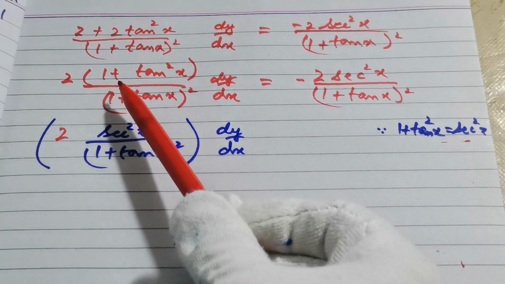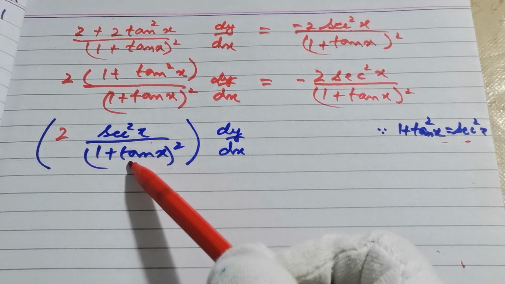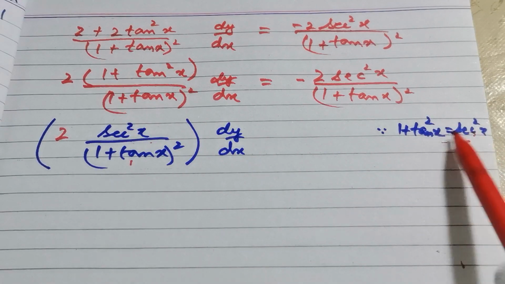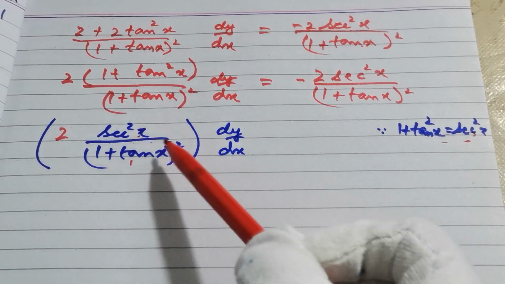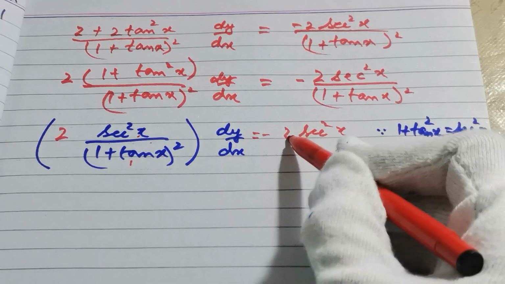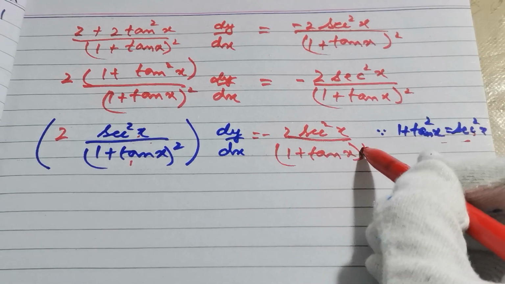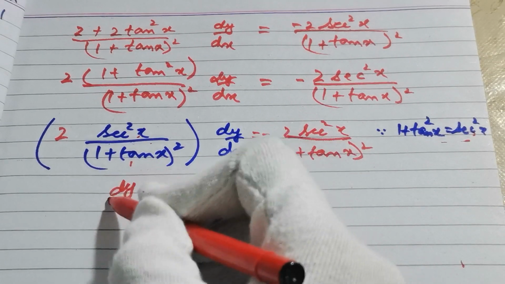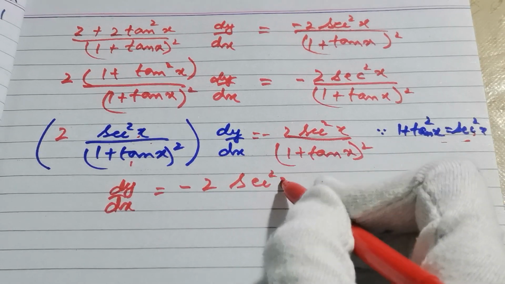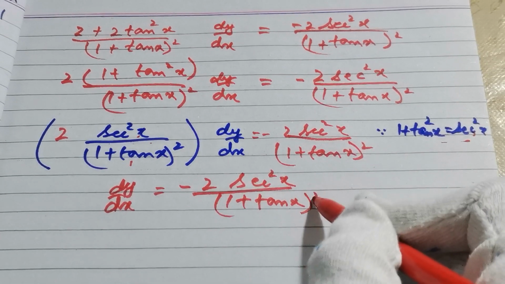So instead of 1 plus tan squared x, what do we write? We write sec squared x. 1 plus tan squared x is equal to sec squared x. So we write sec squared x is equal to minus 2 sec squared x over 1 plus tan x whole square. Now dy by dx is minus 2 sec squared x divided by 1 plus tan x whole square.